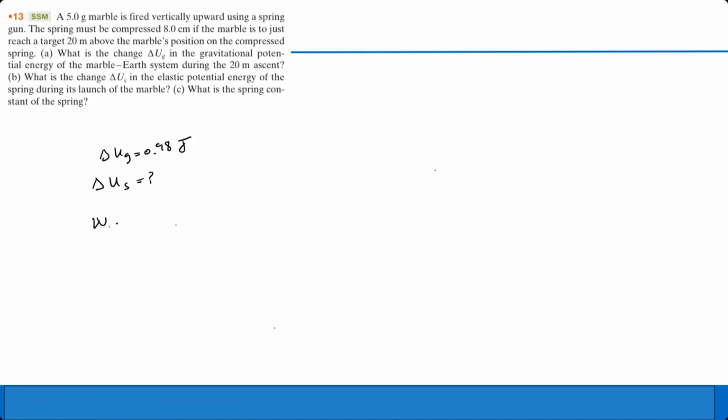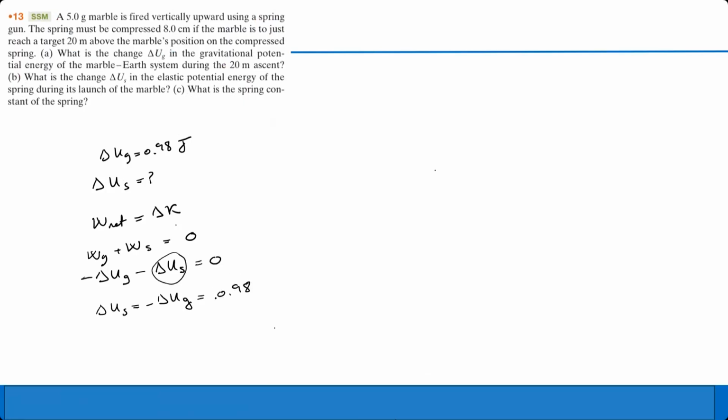And I'm using W net equals delta K. W net is the work done by gravity plus the work done by the spring force, and delta K is 0, as we discussed. The work done by gravity is minus the change in gravitational potential energy, and the work done by the spring is minus the change in the potential energy of the spring. And this is what we want, basically. It's going to be minus delta UG, which is very nice. This is 0. So minus delta UG, which is minus 0.98 joules.